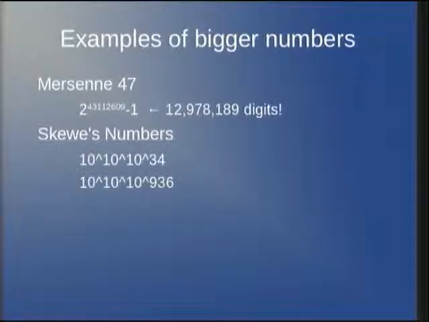But numbers get much bigger than this. Mersenne primes of the form 2 to the n minus 1. The largest one found so far is, let's see here, 2 to the 4 million. 4 million digits in binary. You convert it to decimal, you get about 12 million decimal digits. That number is kind of interesting.